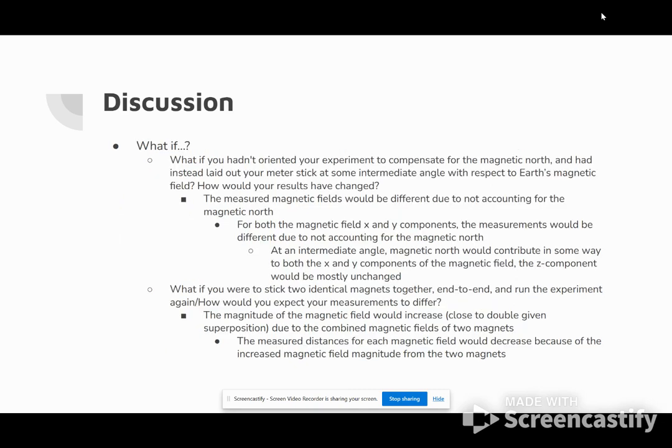So if we hadn't compensated for the magnetic north, our x and y components would have been different, but our z component wouldn't have been affected. And then if we were to stick two identical magnets together, end to end, and run the experiment again, the difference would be that the magnitude of the magnetic field would increase, and it'd be close to double given the rules of superposition due to the combined magnetic fields of the two magnets.